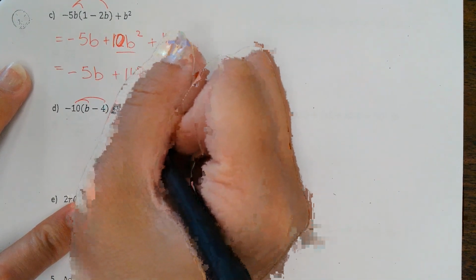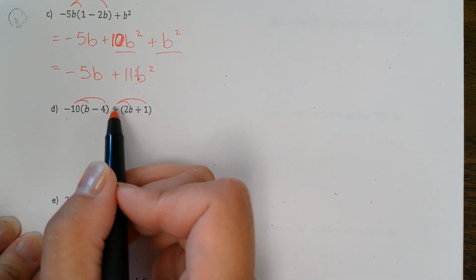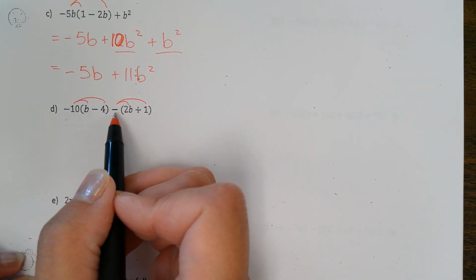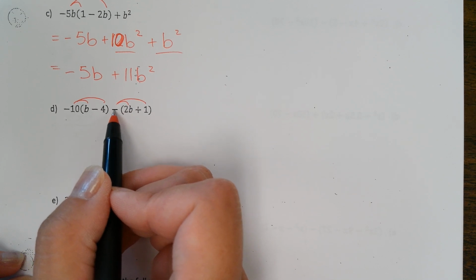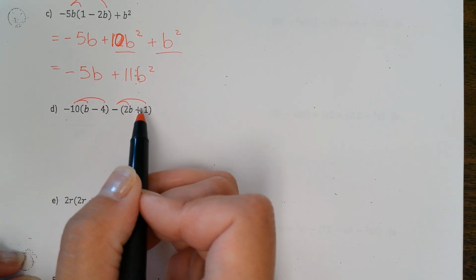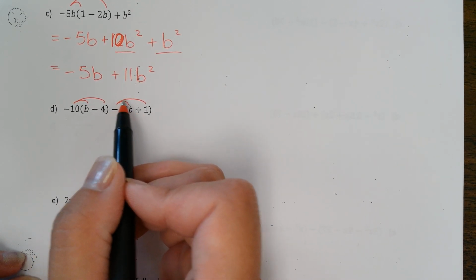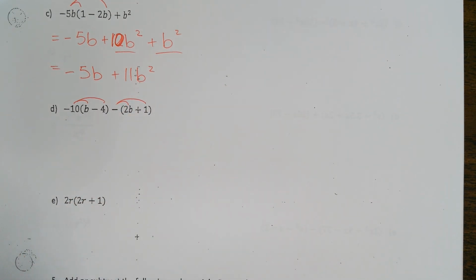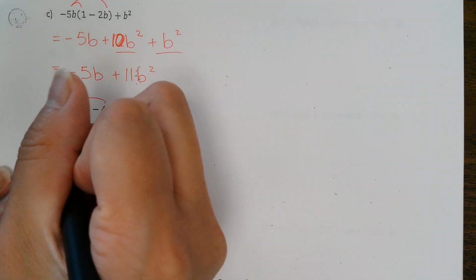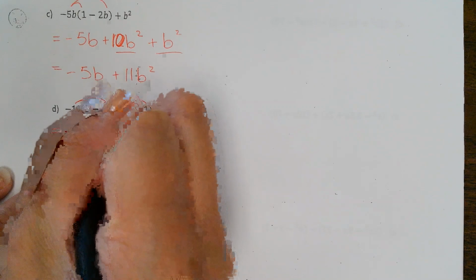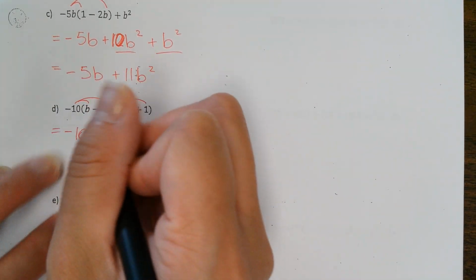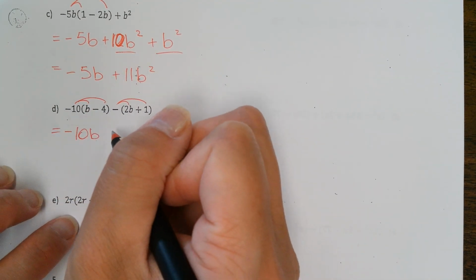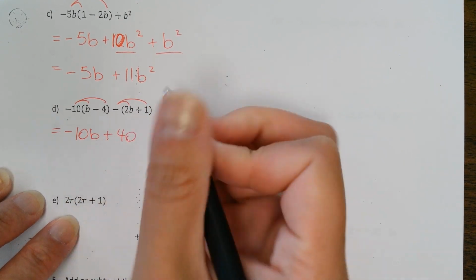Multiply. Okay. I know when I did the lesson on adding and subtracting, I said we could either do plus and then change the sign and everything in, or multiply that negative one in. It means exactly the same thing. So negative 10b, and then negative 10 times negative 4 gives you positive 40.